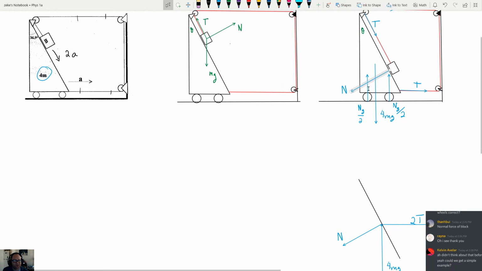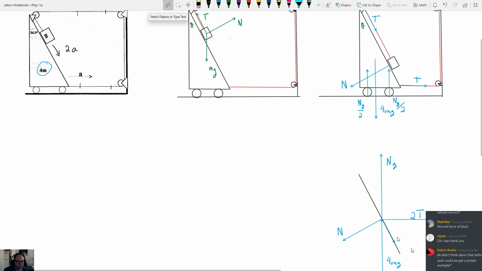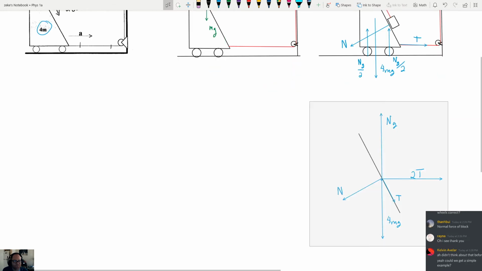Okay, what else do we have? We've got our normal forces. Copy, paste. There we go. And again, I'm just going to make that a little bit longer. Call that one the normal force from the ground. We also have this tension force that is going to point parallel to the inclined plane, like that. That's T. And did I get all of them? 3 T's, 1 normal force from the ground, normal force from the block, and 4mg. So there we go.